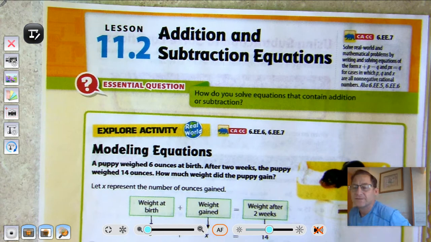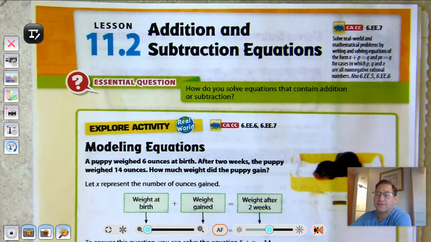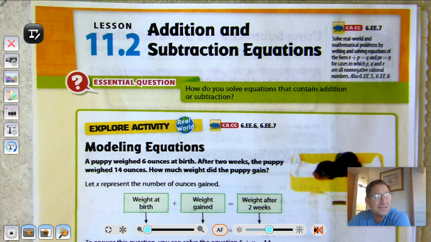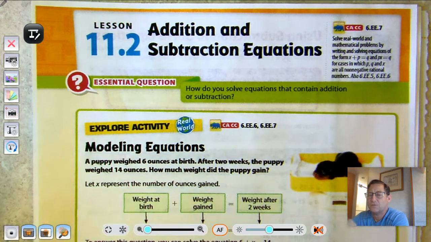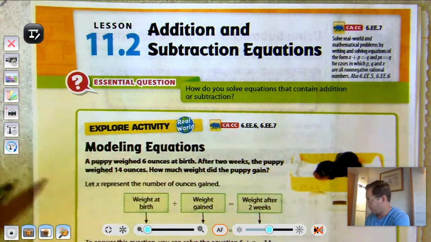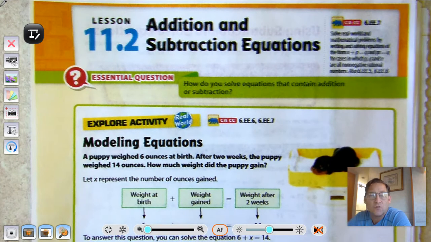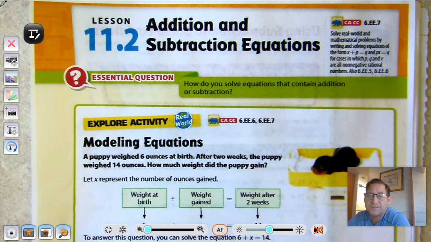Hello everybody. Today we're going to continue with Module 11, Lesson 2, Addition and Subtraction Equations. Our essential question that you should be able to explain at the end of the lesson is: how do you solve equations that contain addition or subtraction?